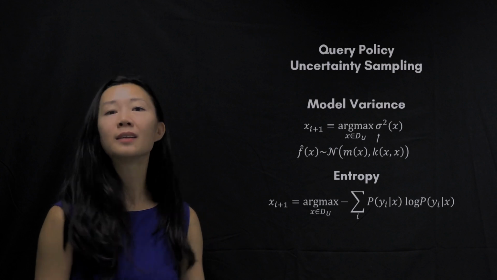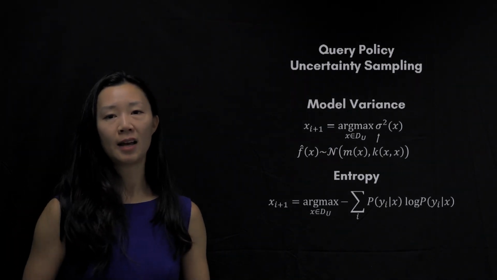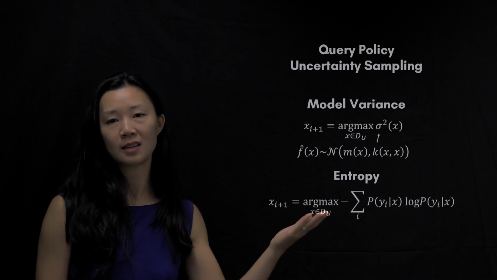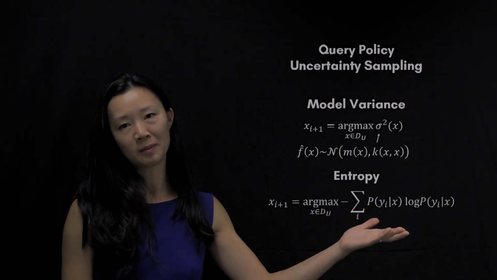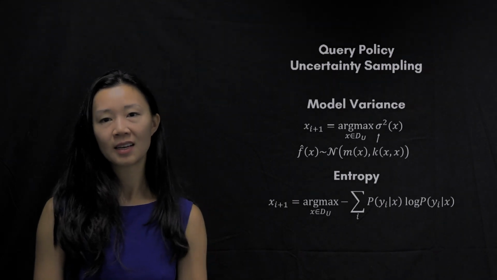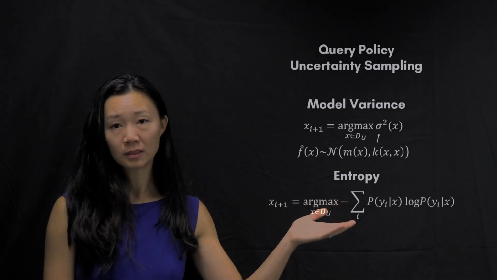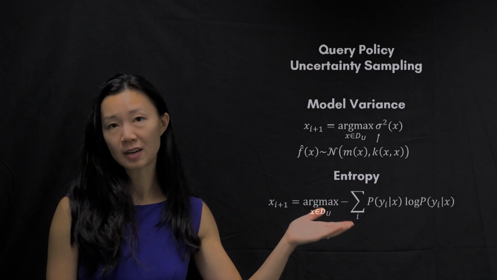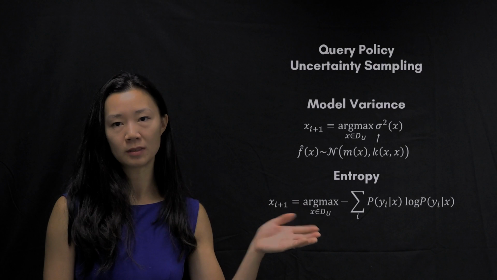Entropy is another way of describing uncertainty that the machine learning community really appreciates. And just as a reminder, entropy is the probability of y conditioned on x times the log probability of y conditioned on x. And this is across all of the unlabeled data. So you'd have to find entropy for all of the x and y pairs in the unlabeled data regime.